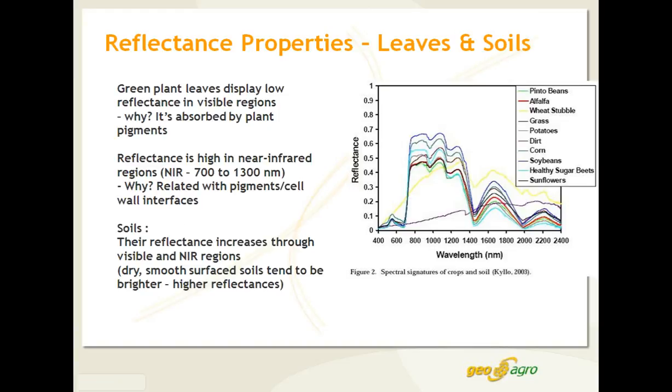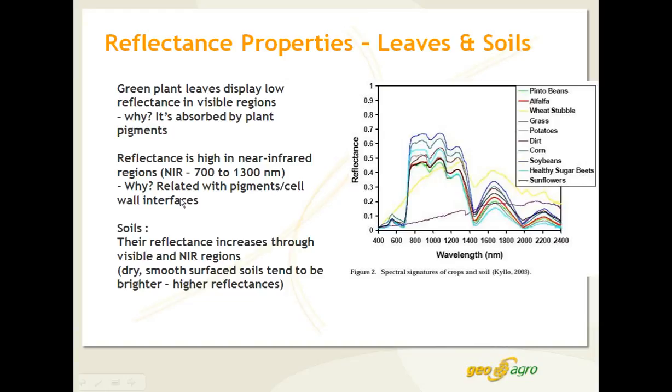This is used in agriculture because there are reflectance properties of leaves and soils. Green plant leaves have low reflectance. That means that they absorb most of the waves that come in the visible regions. Why? Simply because it's absorbed by the plant pigments. And also the reflectance is high in near-infrared regions, between 900 and 1300 nanometers.